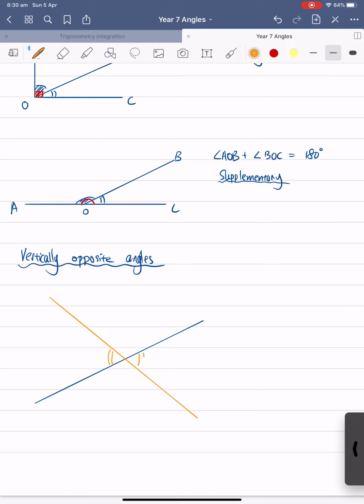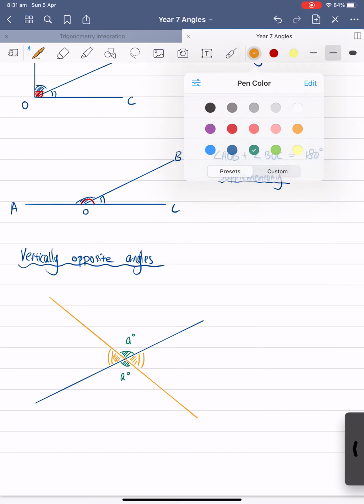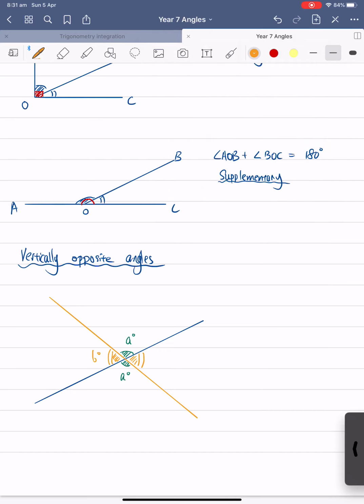These two angles are equal to each other. Then we have another pair, which is this one. Both of those pairs are called vertically opposite angles. Let's say this is angle A, and that's angle A. They're equal to each other; the size must be equal. That's angle B, and here's angle B. The size must be equal to each other as well. We call that vertically opposite angles.